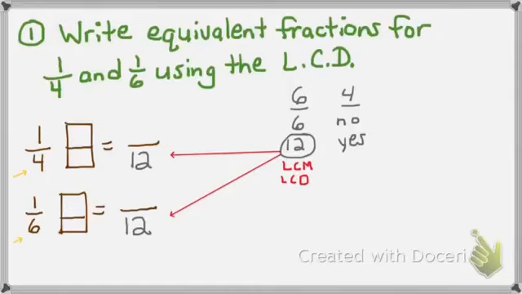So now let's take a look at our top fraction. I have 1/4 with a window box equals blank 12ths. Look at what I know. I know that I have to turn my denominator of 4 into a 12.